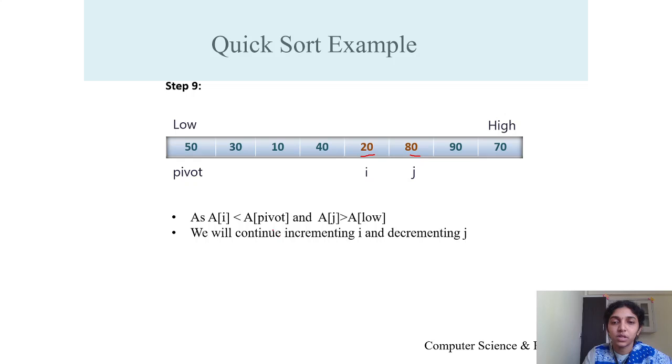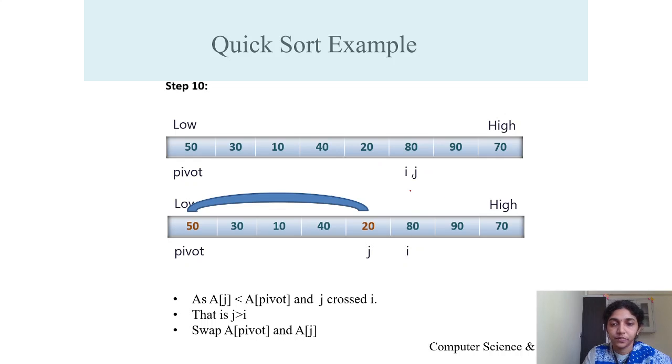Now once again perform the same operation, that is, check whether A[i] is less than pivot. Yes, A[i] is less than pivot, so come here, i and j are pointing to 80. Now check i. Yes, A[i] is 80, which is greater than 50, so stop incrementing i. Start decrementing j. Yes, 80 is greater than 50, so j will come here. Right, so this will happen. So now j has crossed i. You can see here j has crossed i.